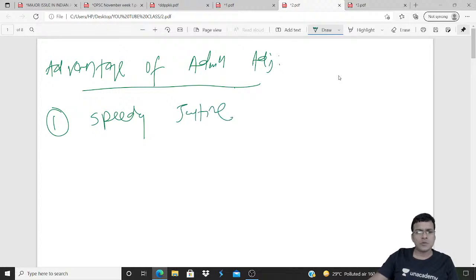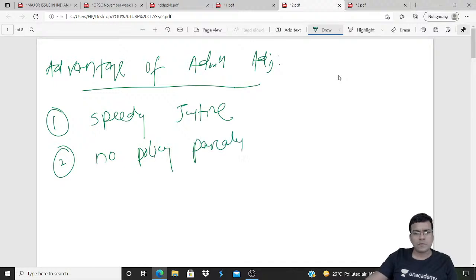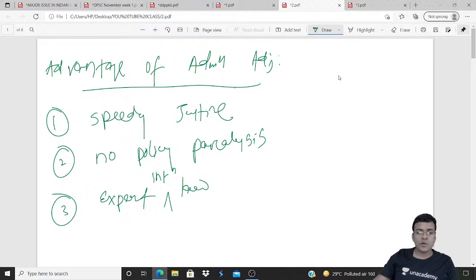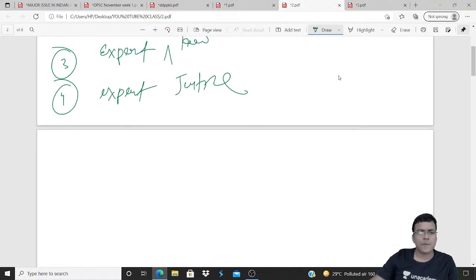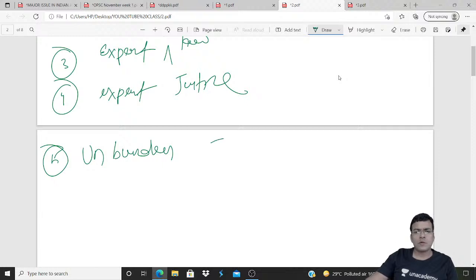speedy justice, no policy paralysis, expert interpretation of law, expert justice, unburden law court, means no more pendency of cases in normal law court. So these are the advantages of administrative tribunal.